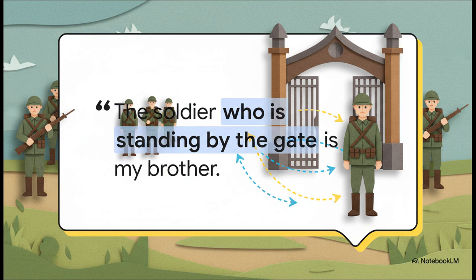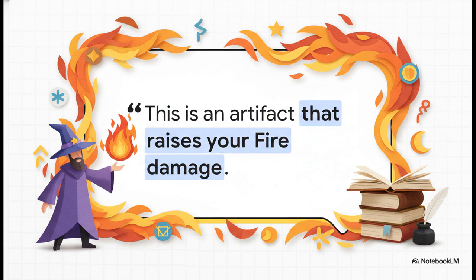It answers that question, which soldier are we talking about? Now let's look at description. A wizard hands you an item and says, this is an artifact that raises your fire damage. See, the clause here isn't picking one artifact out of a lineup. It's just describing the kind of artifact it is.